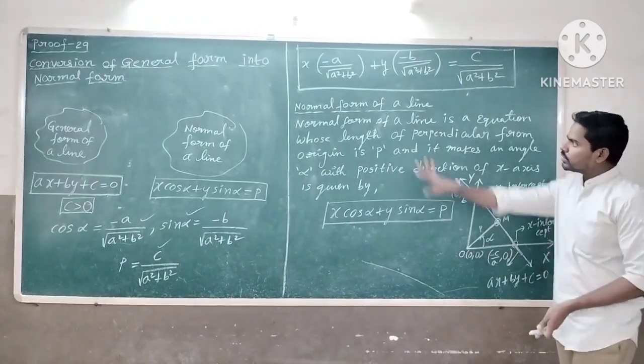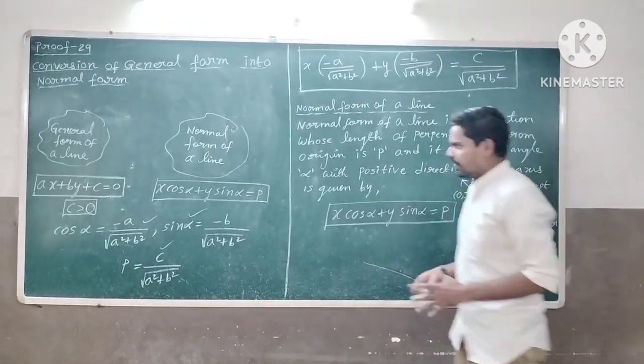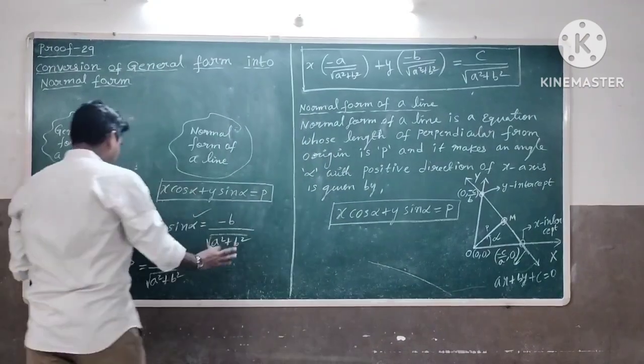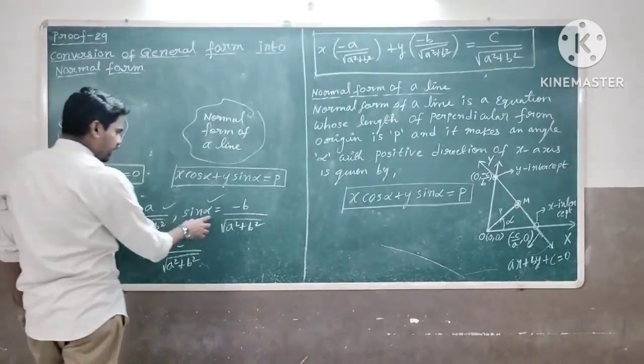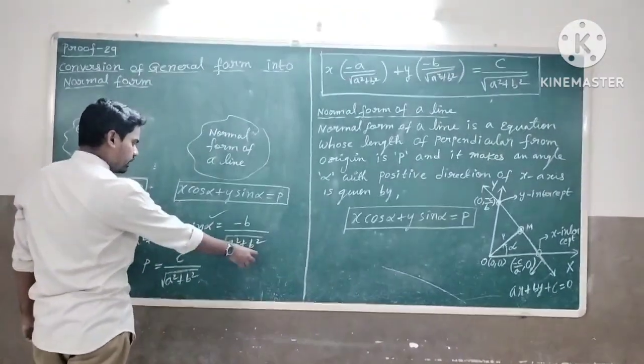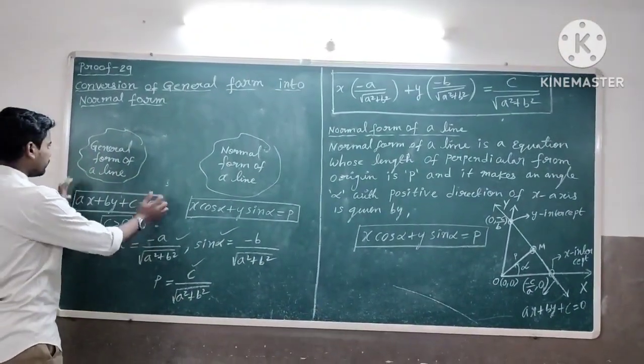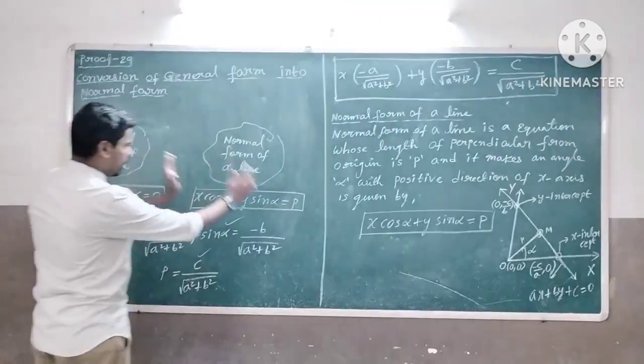Okay. So this is all about normal form of a line. Now let us derive all these formulas. Cos alpha is equal to minus a by root over a square plus b square. Sin alpha is equal to minus b by root over a square plus b square. So we have to convert the general form of a line into normal form of a line.